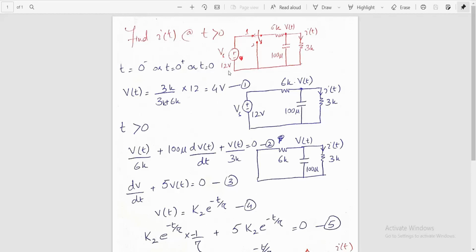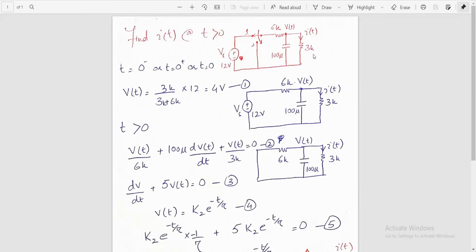And it is required that the current through the 3 kilo ohms resistance be evaluated. So let us follow the simple steps. The switch is in position 1. Let us draw the circuit while the switch is in position 1.